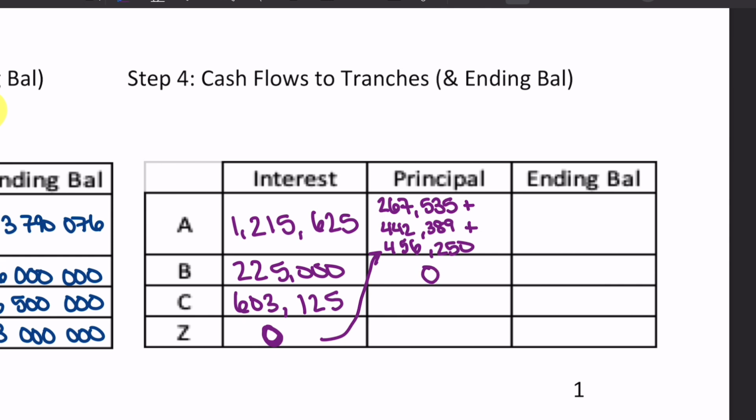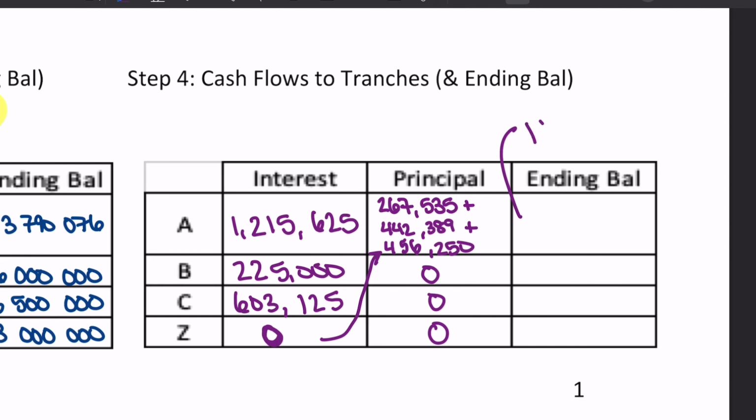In the other three values, I'm going to write those all as 0. The reason I'm putting Z as 0, even though the principal value is going up higher, is that it's accruing onto the ending balance. It's not actually being paid out as a cash flow. So for Z, I'm going to leave the principal as 0. Now my ending balance, that would be the beginning balance.